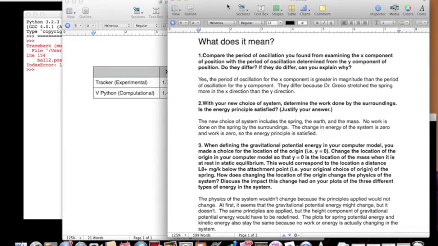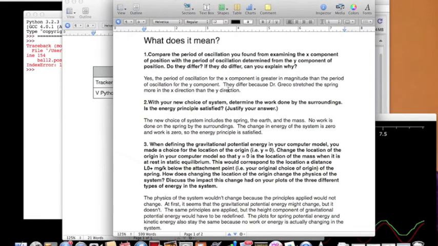Okay, now for the what does it mean questions. The first question asks to compare the period of oscillation dealing with the x component of position and the y component of position, and if they differ. Yes, the period of oscillation for the x component is greater in magnitude than the period of oscillation for the y component. They differ because Dr. Greco stretched the spring more in the x direction than in the y direction.